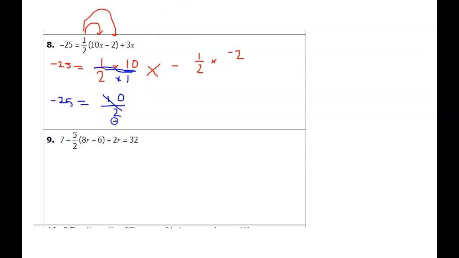So let me go down here. This is actually 5x. Remember our x is here. So this is negative 25 equals 5x. Over here, guys, again, when I'm multiplying fractions, if I got a whole number, I put it over a 1, and then I multiply straight across. This is a negative.